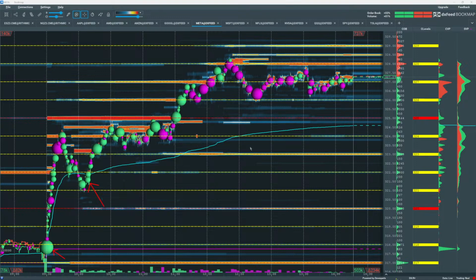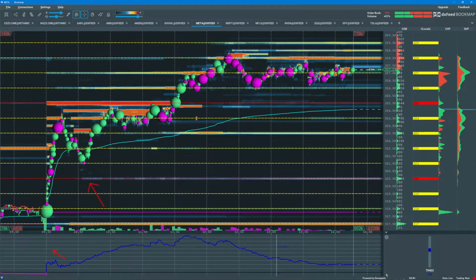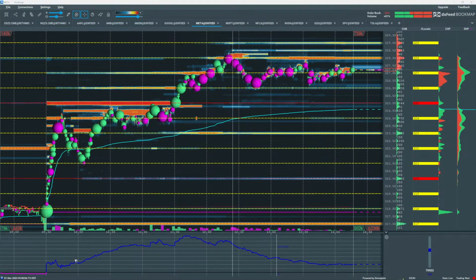Note now that more aggressive sellers are coming in. That's shown by the magenta volume dots. Let's take a look at cumulative volume delta. So initially, cumulative volume delta was rising. Now it has leveled off and now moving lower. Price consolidating as call buyers have taken their foot off the gas as well.